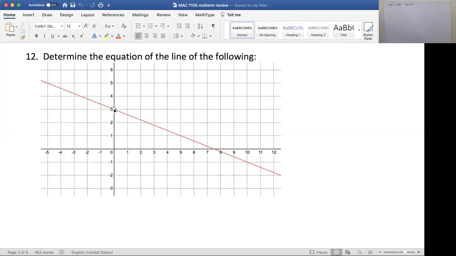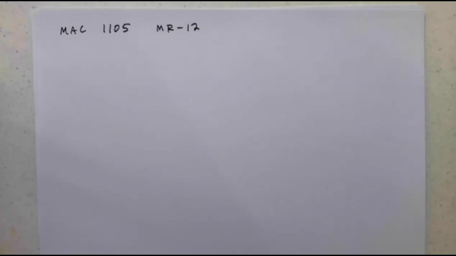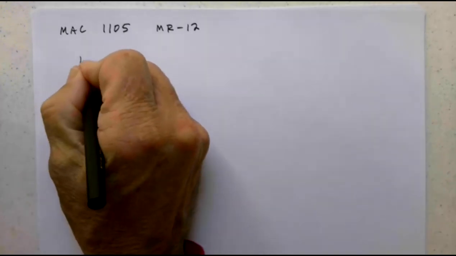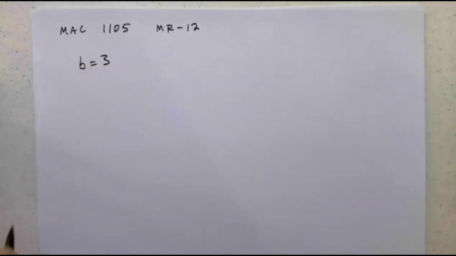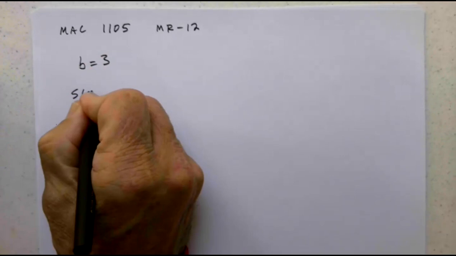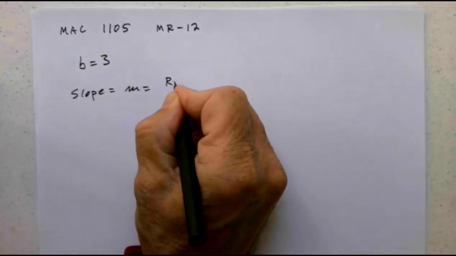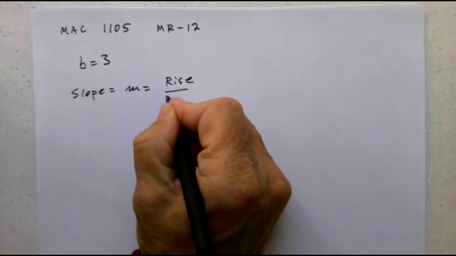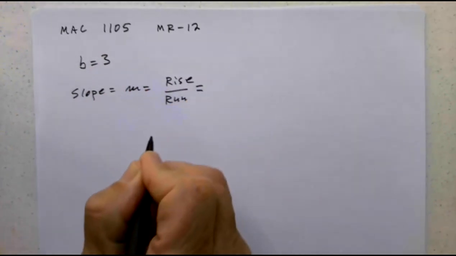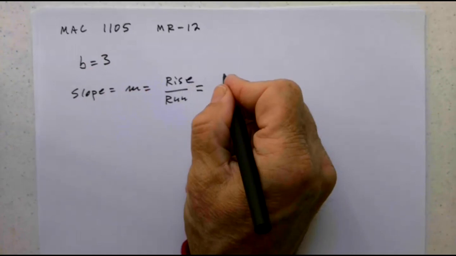And looking here, we can see the y-intercept is at 3. So what that tells me is that the b value is 3. Now what is slope? That's rise over run, which is change in y over change in x.